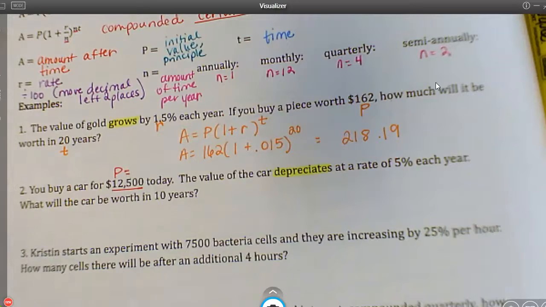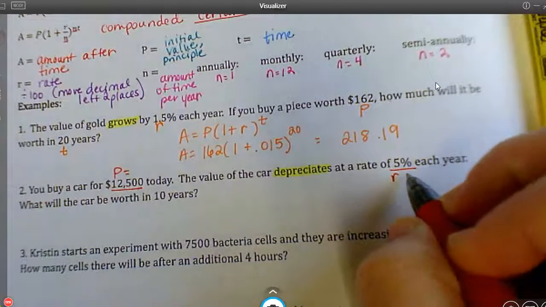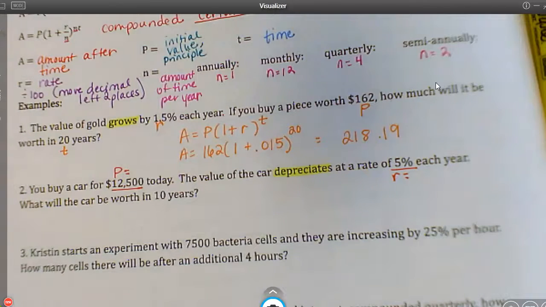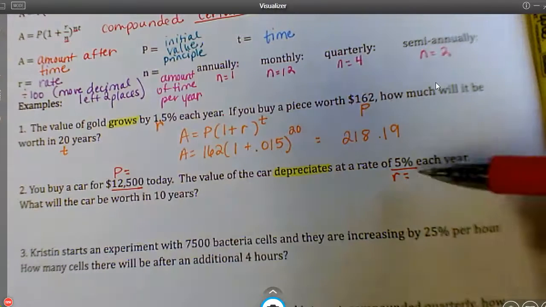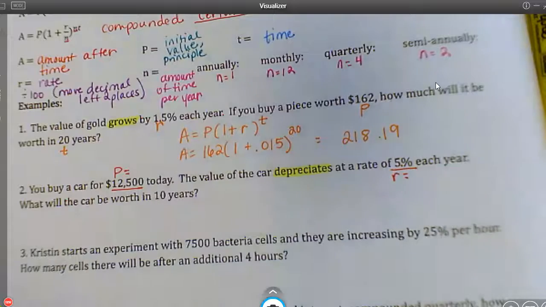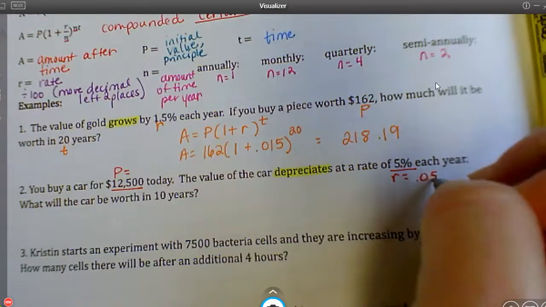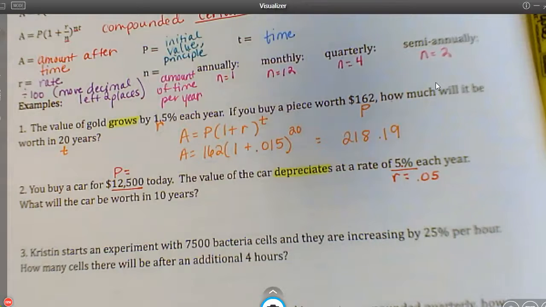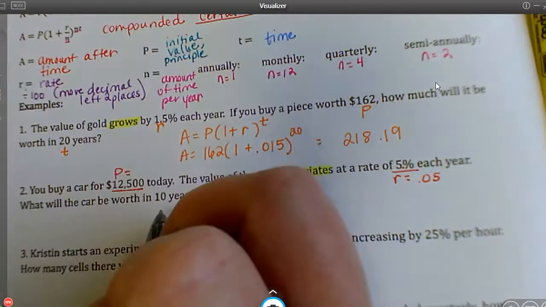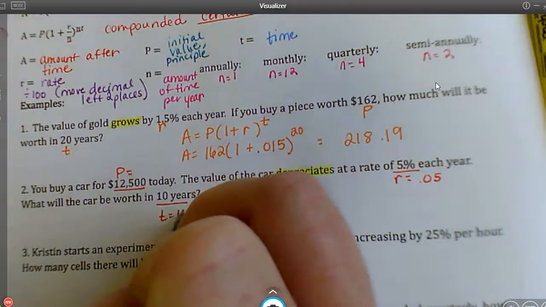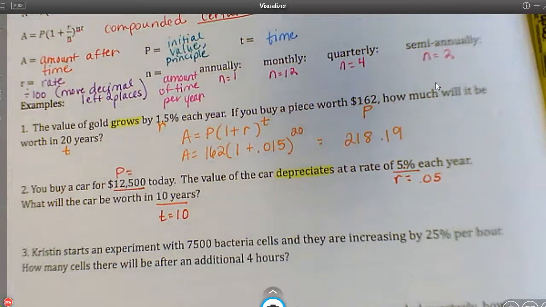I see that 5%, so I know that's going to be a rate. I am going to go ahead and move that decimal over. Whenever you think about it, the decimal's right behind the 5. So if I move it over, I get 0.05. And remember, if you'd rather divide by 100, that's okay too. The other thing in the problem is that 10. That represents the time. In this problem, again, I don't see anything that says anything like compounded a certain way. So I know I'm just going to use that first equation.